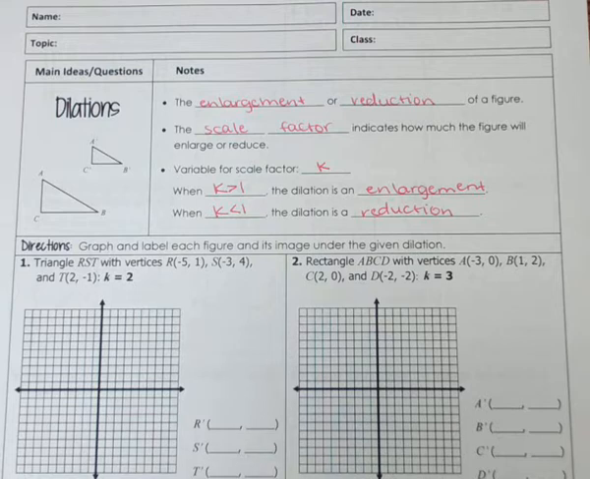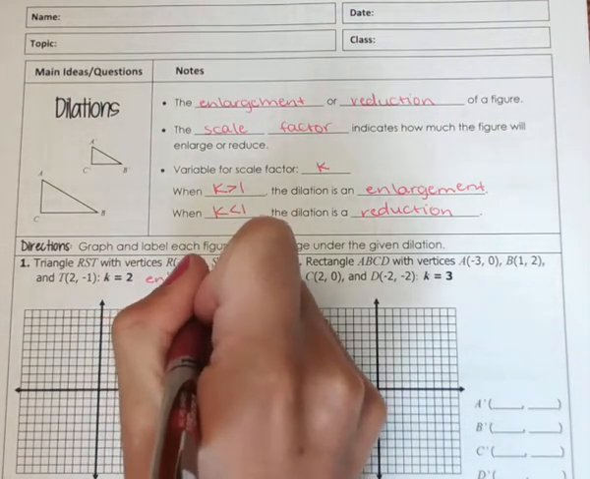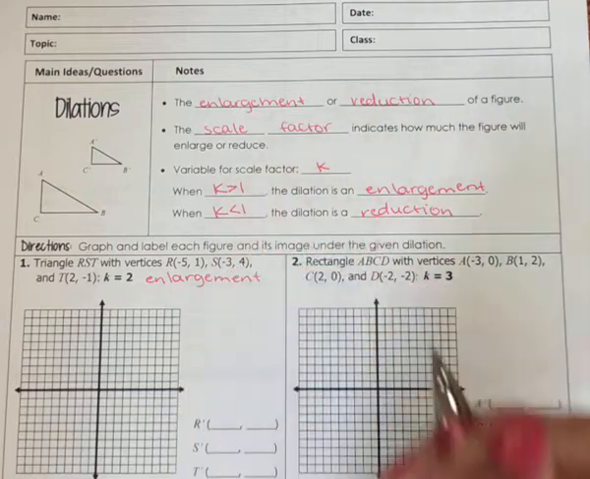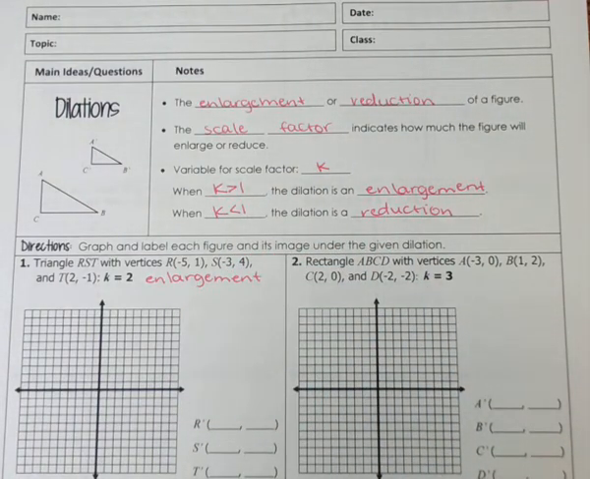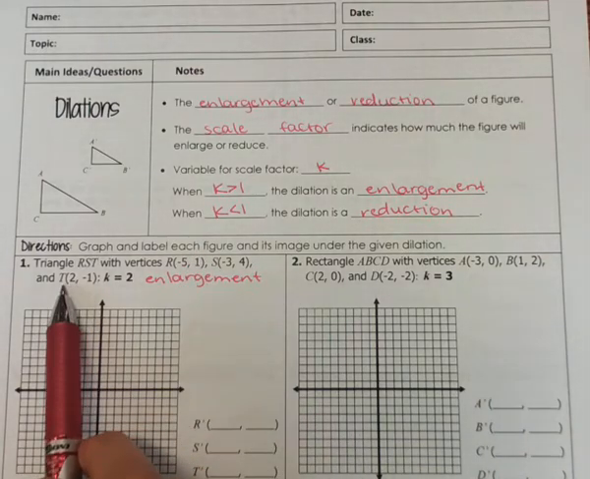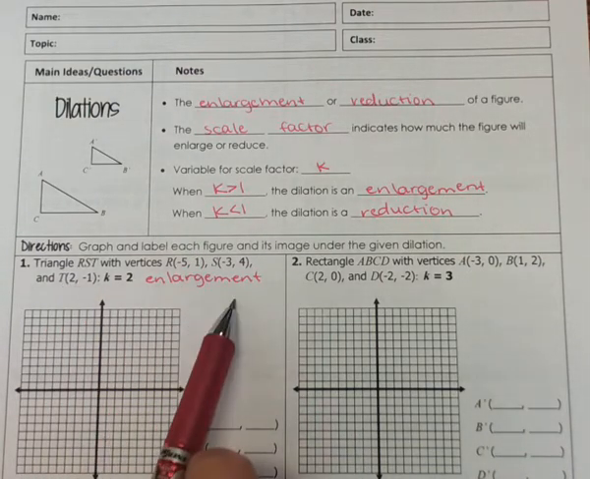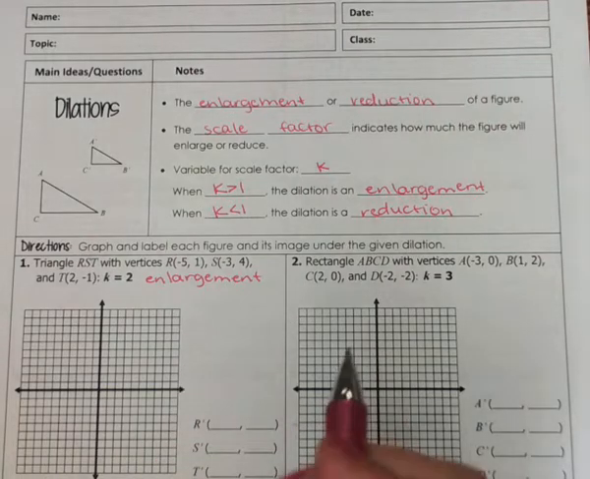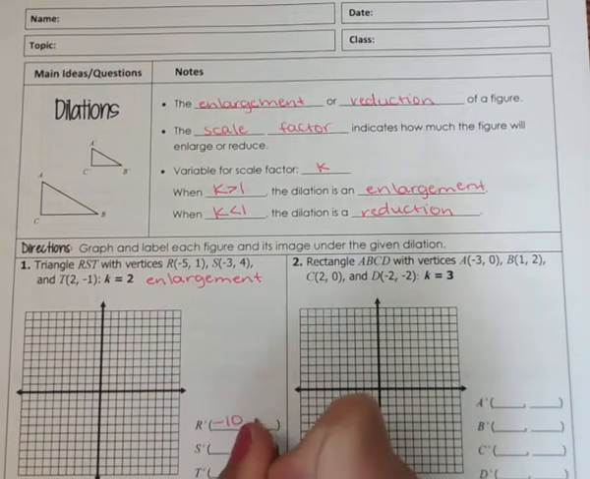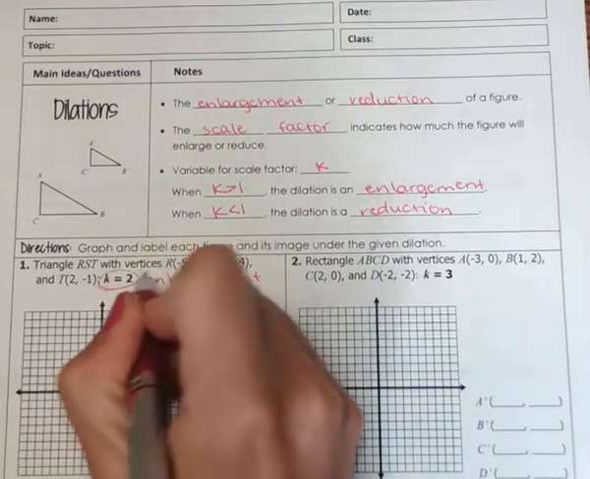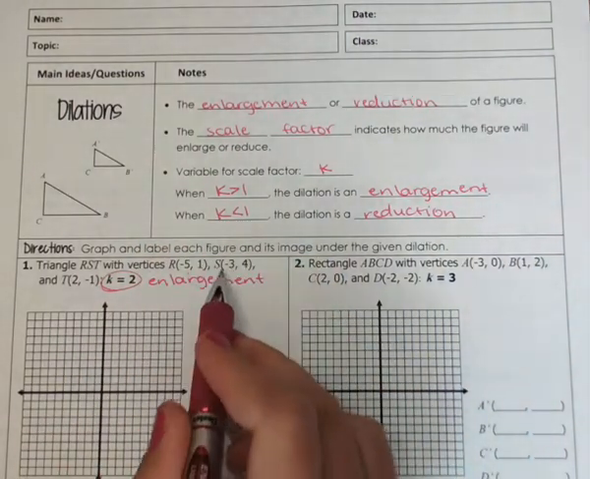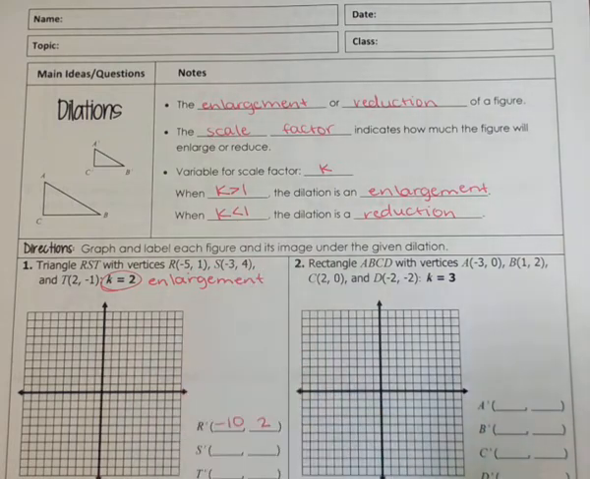Let's just start with number 1. Number 1, k is greater than 1, so this is going to be an enlargement. And for these problems, you just multiply everything by the scale factor. So pretty easy, just know that your pre-image should be smaller than the final image because it's an enlargement. So r prime is going to be negative 10, comma 2. Again, we're multiplying everything by 2. So negative 3, comma 4 is enlarged to negative 6, comma positive 8.